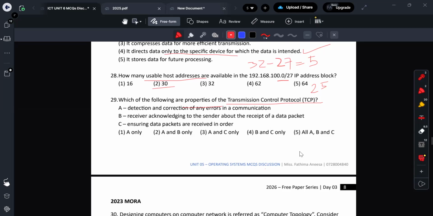C, ensuring data packets are received in order. What did I say? TCP uses sequence numbers to reassemble the packets into the correct order if they arrive out of sequence, right? So remember, it uses sequence numbers to reassemble the packets into the correct order in case they arrive out of sequence. So yes, the answer is all A, B and C. Good, right?